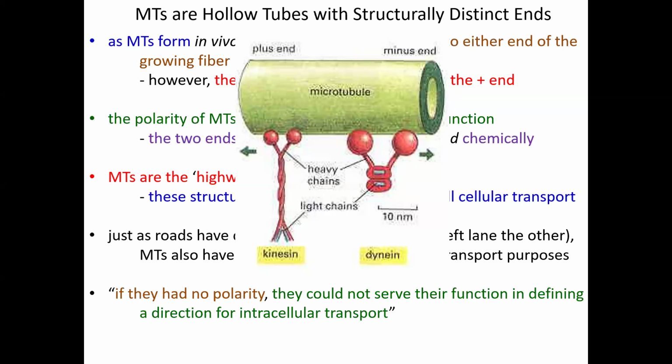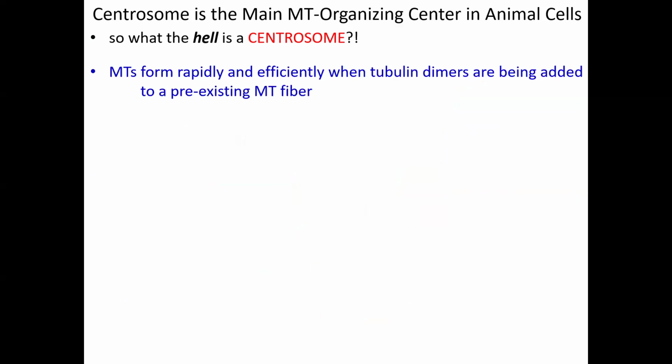Textbook says this perfectly. The textbook says if microtubules had no polarity, they couldn't serve their function in defining the direction for intracellular transport. Cargo would not know where it was headed if microtubules did not have polarity. So how does that polarity arise? How do microtubules actually get made? And what the hell is a centrosome? All of those answers come together in the story of the assembly of microtubules.